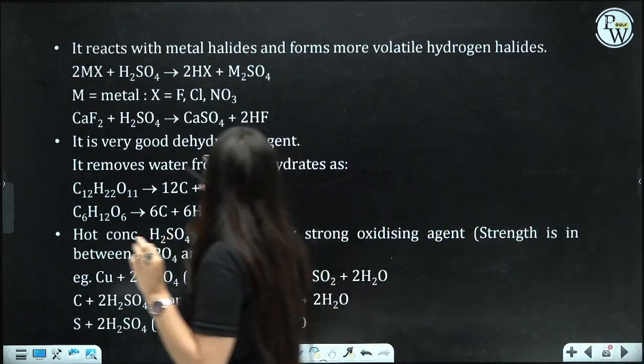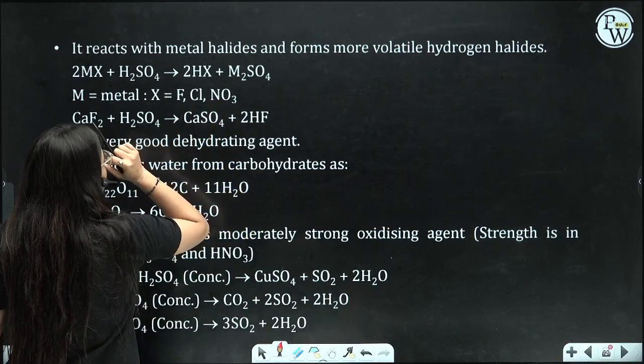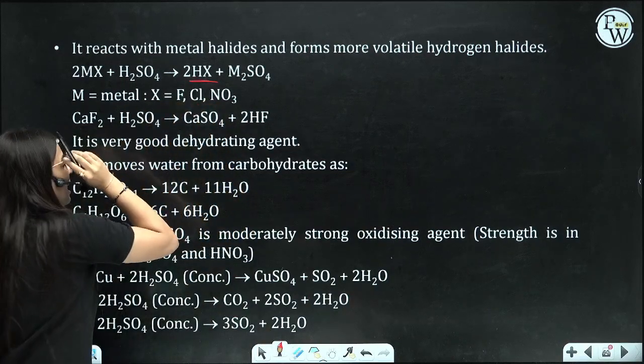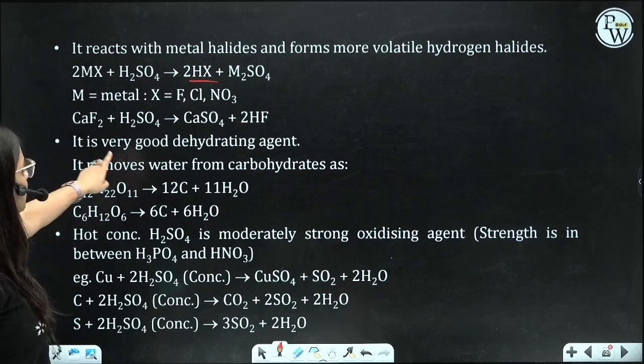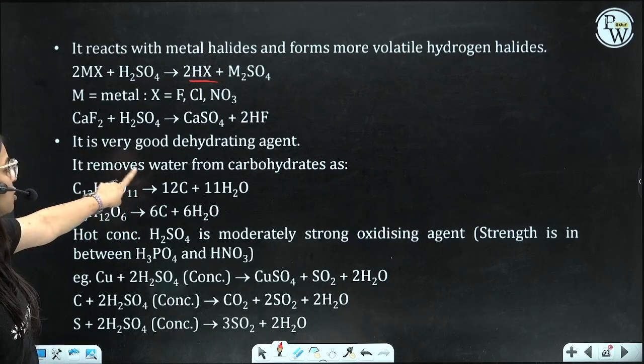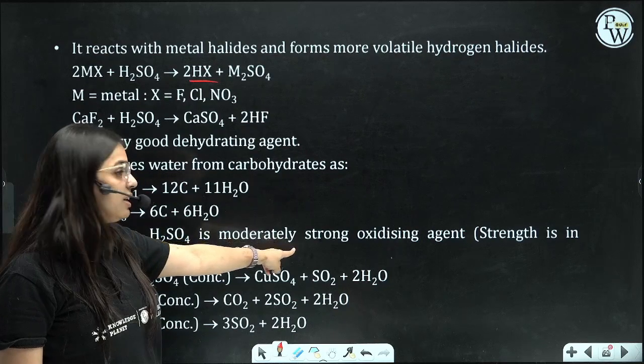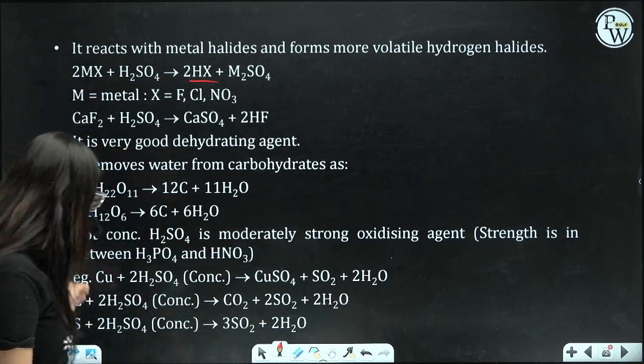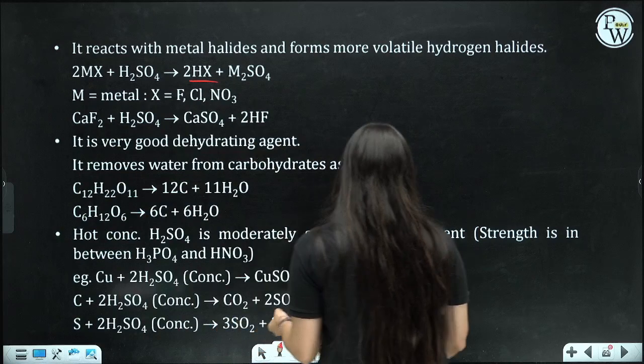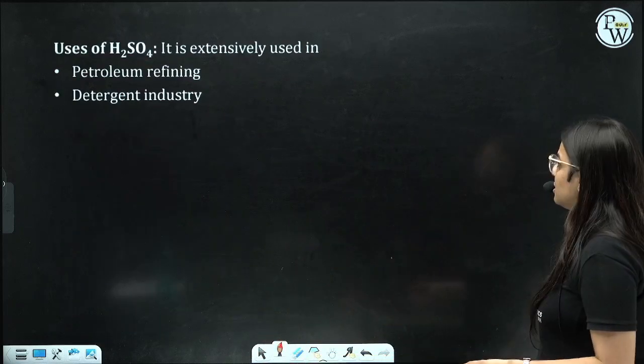It reacts with metal halides to form hydrogen halide and M2SO4, right? It is a very good dehydrating agent, students. It removes water from carbohydrates. Hot concentrated H2SO4 is a moderately strong oxidizing agent. So some of the reactions for oxidizing agent, these two reactions are important. You can mark it, learn it.